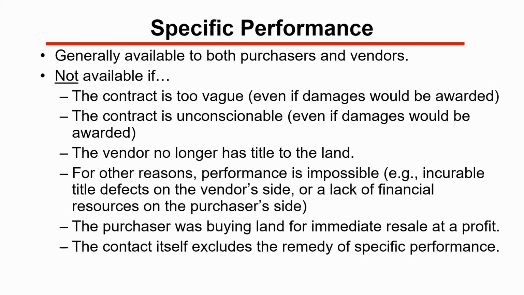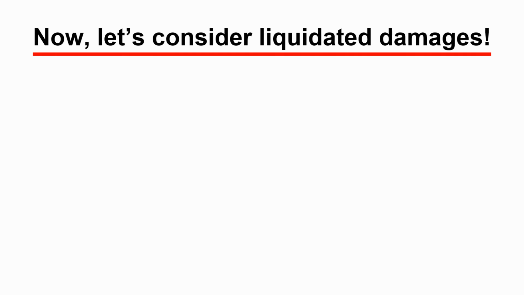Finally, the contract itself may exclude the remedy of specific performance. It's perfectly permissible in a contract to spell out which remedies will and which remedies will not be available in the event of a breach. And sometimes the contract will simply say that specific performance for one party or the other, or sometimes both parties, is simply not available. Now let's think a little about liquidated damages clauses.